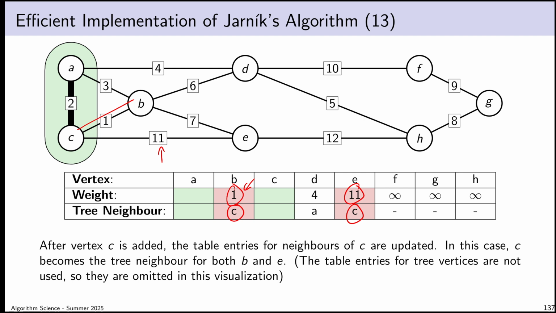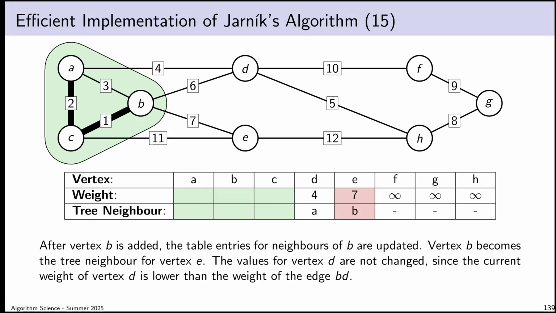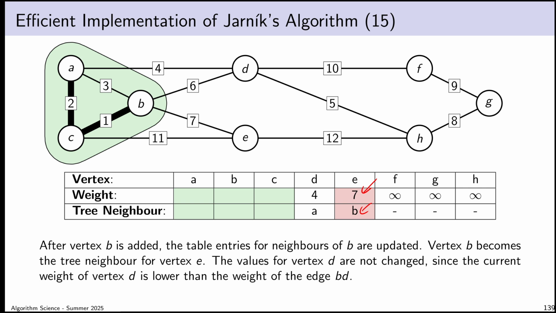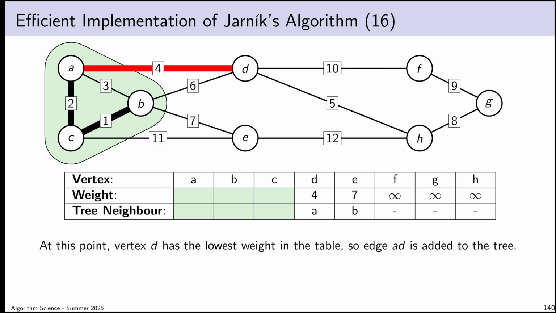Okay, so I've added C to the tree, and then I add B to the tree, and I go and update the neighbors of vertex B. That lowers the weight of E to 7, and the tree neighbor becomes B. Okay, then I notice how actually at this step, the lowest weight in the table is vertex D, which means vertex D gets added next along the edge DA. Okay, so I bring in vertex D.